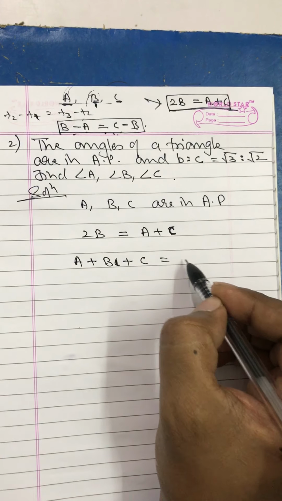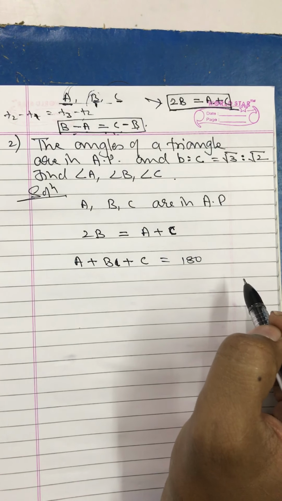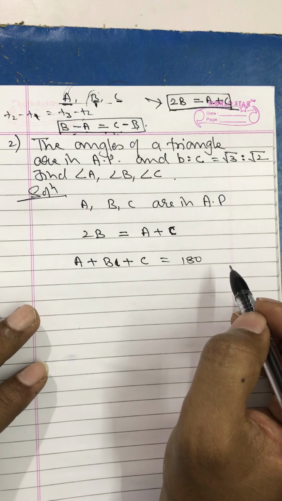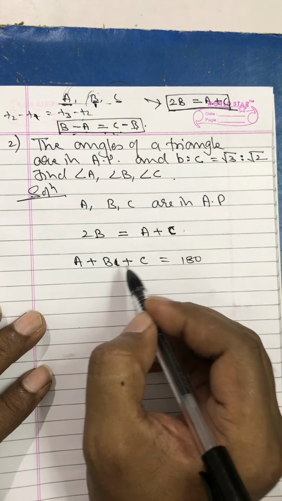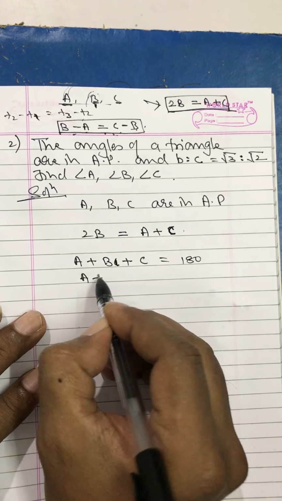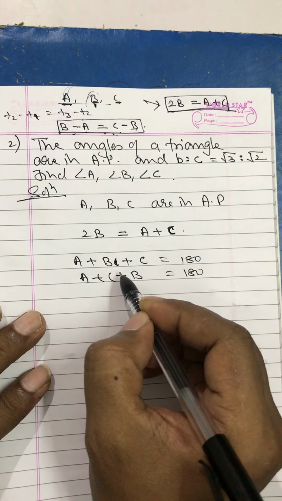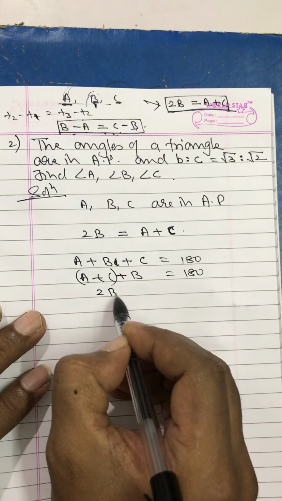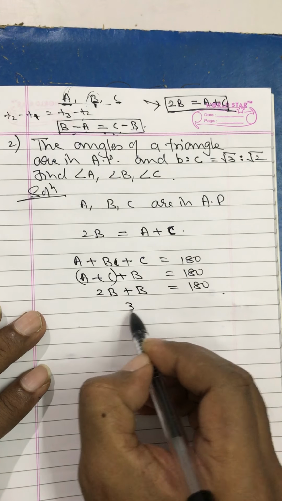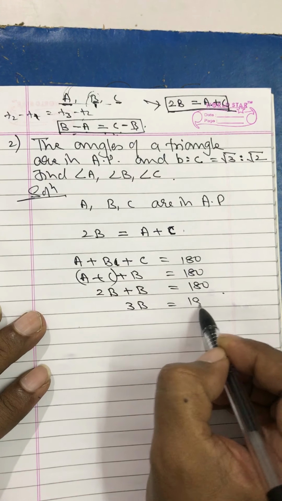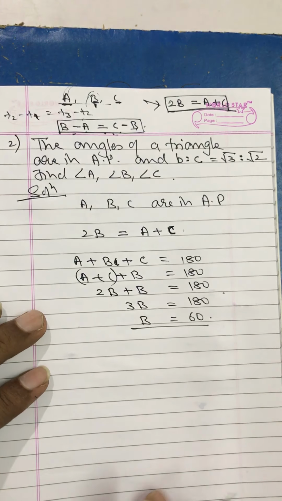Now we know A plus B plus C is equal to 180, or pi, you can write anything. So here we know A plus C is equal to 2b. So in place of A plus C, I can write 2b plus b is equal to 180. Then you will get 3b is equal to 180. Then you will get b is equal to 60.